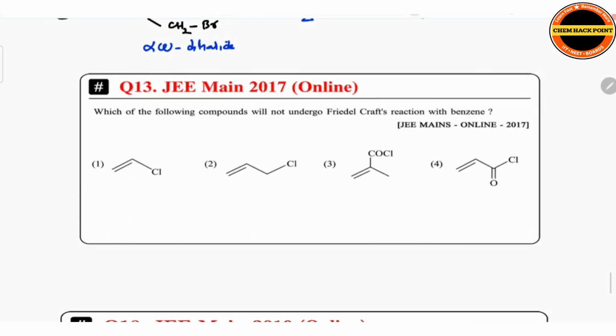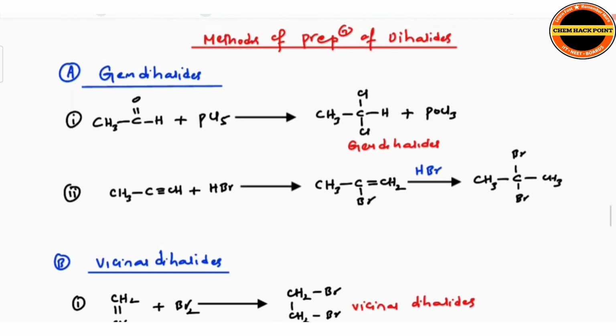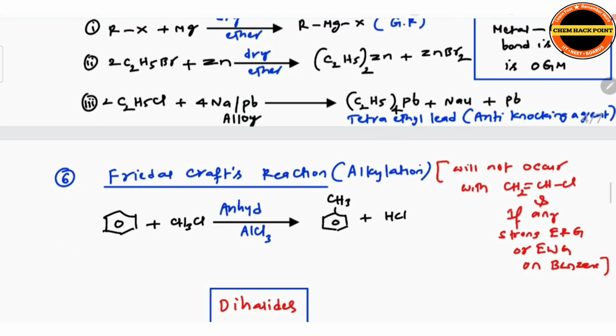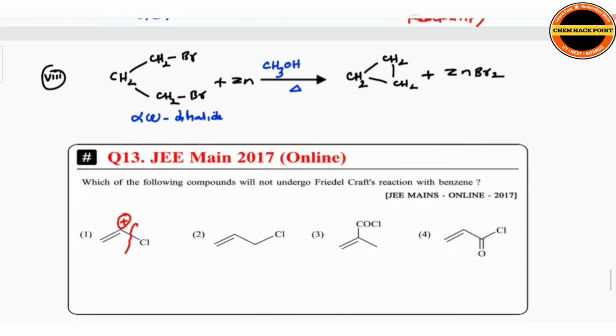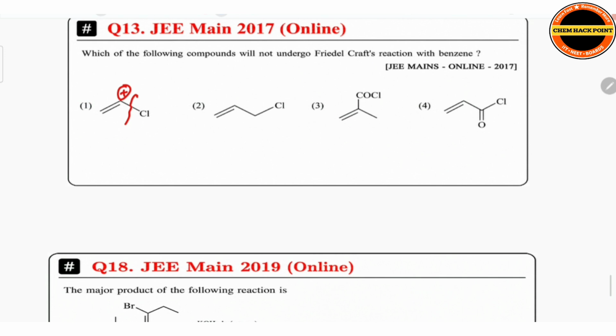And see the JEE Main 2017 online question. Observe the question. Which of the following compounds will not undergo Friedel-Crafts reaction with benzene? Remember, vinyl carbocation is highly unstable, so it is forming an unstable carbocation. Already we wrote above: if the benzene ring has a strong ERG, here you can see strong ERG, electron releasing group or electron withdrawing group, or vinyl halide, the reaction will not occur. Vinyl halide will form an unstable carbocation. So here the reaction will not occur with respect to vinyl halide.